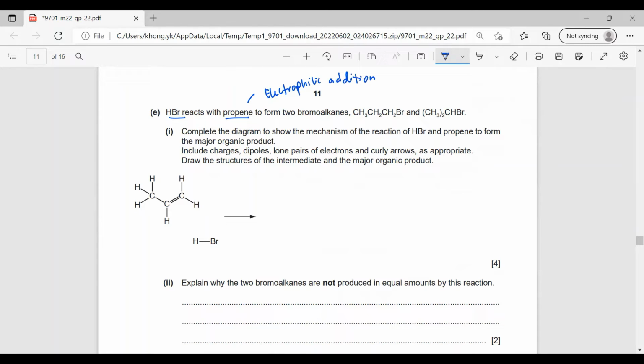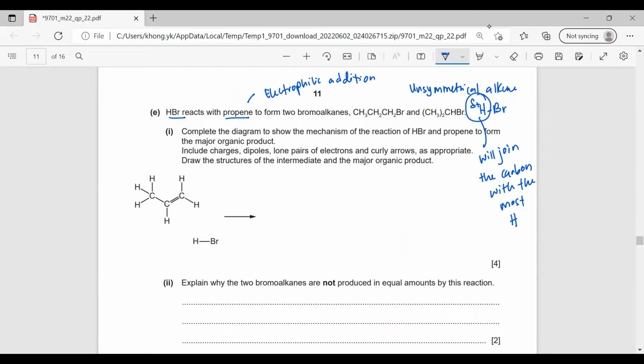Okay, and they say that it formed two bromoalkane. So why we actually get two products is because our propene is actually an unsymmetrical alkene. So when we have an unsymmetrical alkene like propene, then what we will actually know is that the HBr, which is having the H as the electrophile, will join the carbon with the most H. When you join the carbon with the most H, then you actually get the major product.